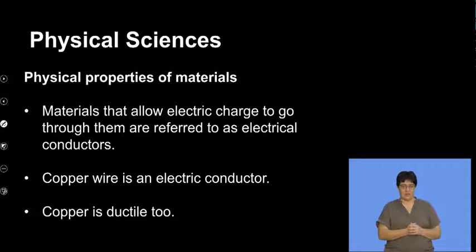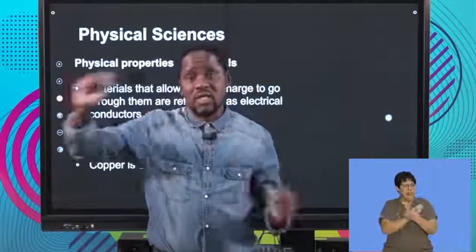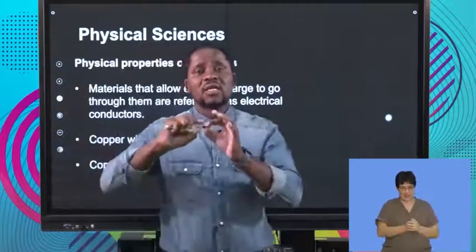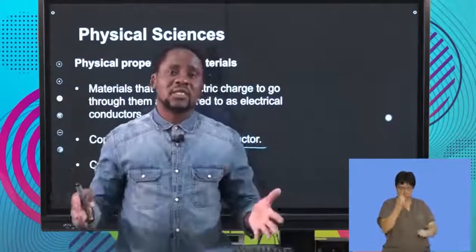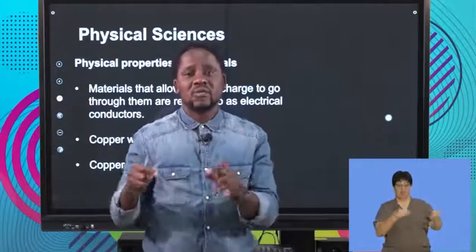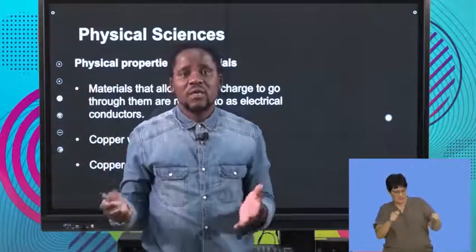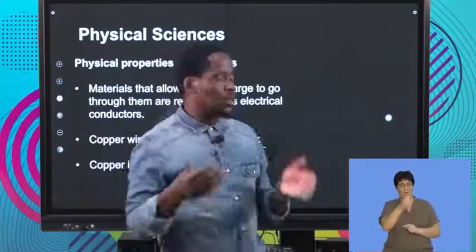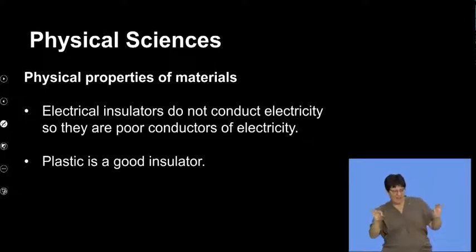So copper is an electric conductor, but there's something special about copper. In some cases we need very thin wires or strands. Any material that can be drawn into fine strands without breaking, we say that material is ductile. So ductility is a property of a material that allows it to be drawn into fine strands. That makes copper ideal for this purpose. So ductile means it can be drawn into thin strands or fine wires without breaking.